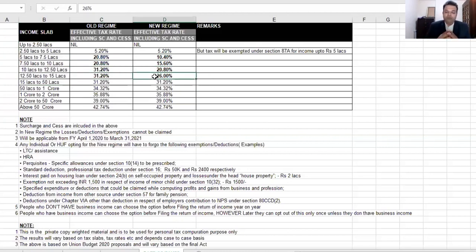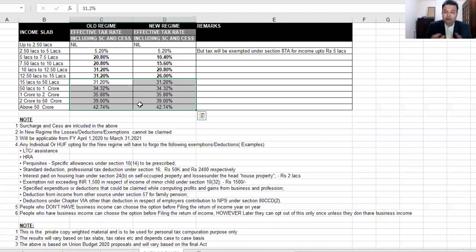So the message I'm trying to give you is, in my perception, adopting the new scheme without exemptions, deductions, losses, whatever we discussed, is helpful for people who have income up to 15 lakhs. Please understand what I'm saying. And of course, you can recompute your exemptions and deductions and see if you come under 15 lakhs, then go to the new regime. If not, again I'm repeating, in my perception, the rates over and above 15 lakhs are all almost equal with surcharge and cess.